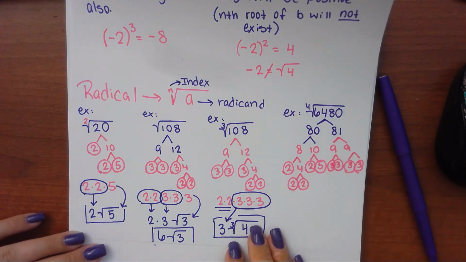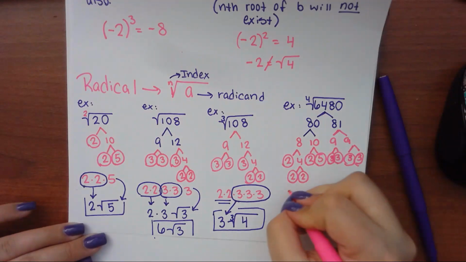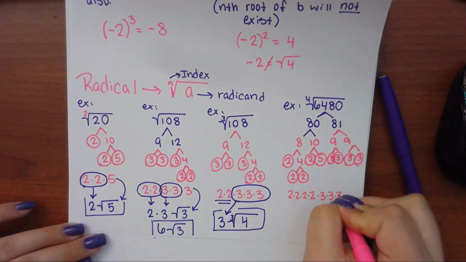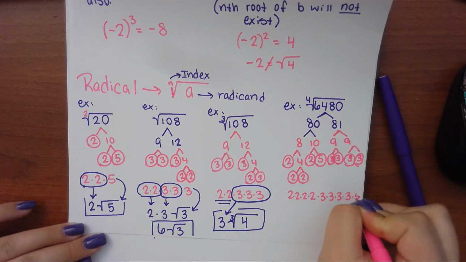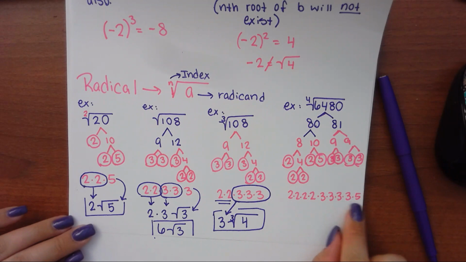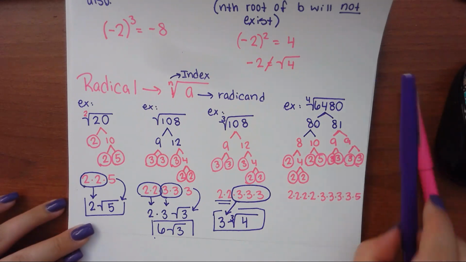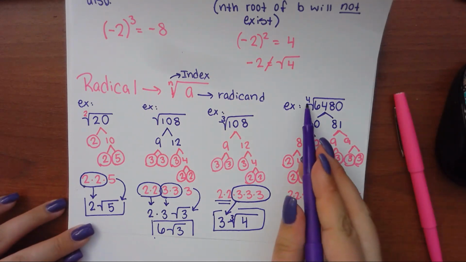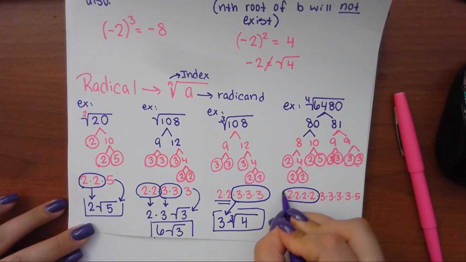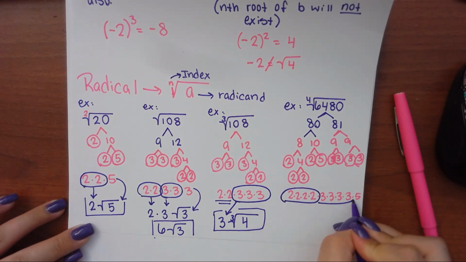So now if I list this, I have 2 times 2 times 2 times 2 times 3 times 3 times 3 times 3 times 5. So I have 4 2's, 4 3's, and 1 5. Now I'm going to circle my index. The number of numbers that I need is in my index. I need 4 of a kind. I have 4 of a kind here. I have 4 of a kind here.